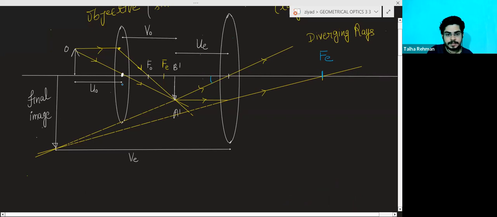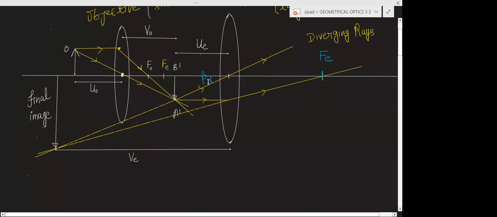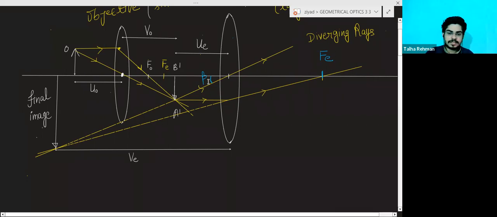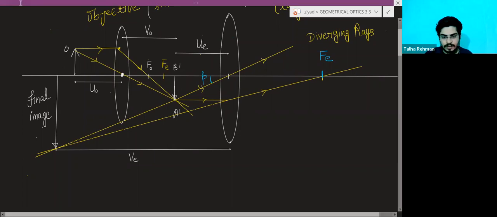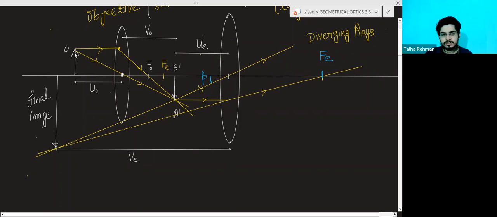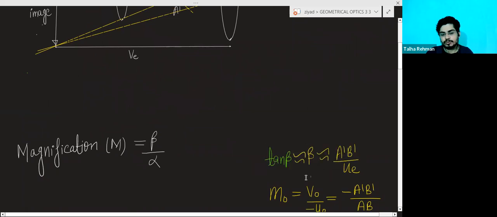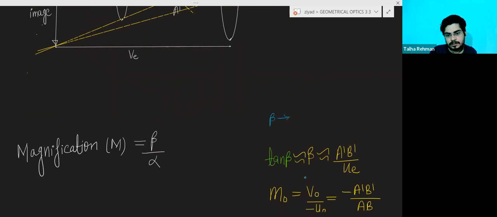This angle will be the beta angle, because this is the angle formed by the final image. Suppose your eye is here. This final image is forming a beta angle at your eye, and that angle is the visual angle formed by the final image. Now we know that this beta is a small angle, because this object will be very, very small. That is why this image will not be that large, so this angle beta will be small. So here I have written tan beta can be approximated as beta, because beta is a small angle.